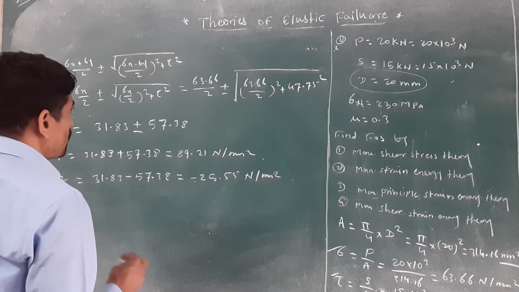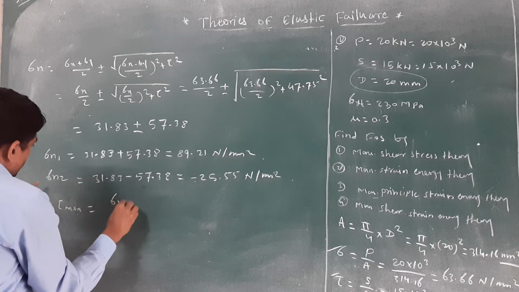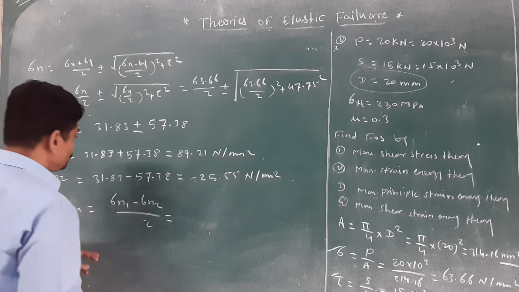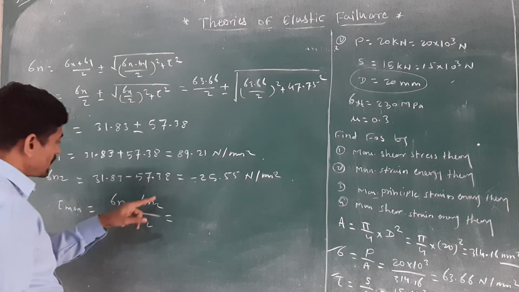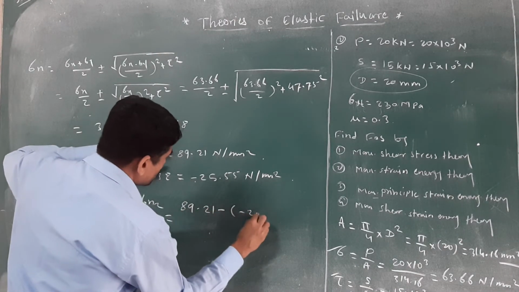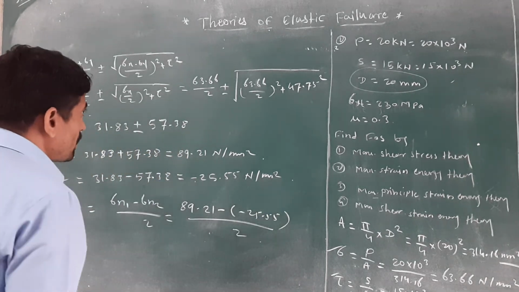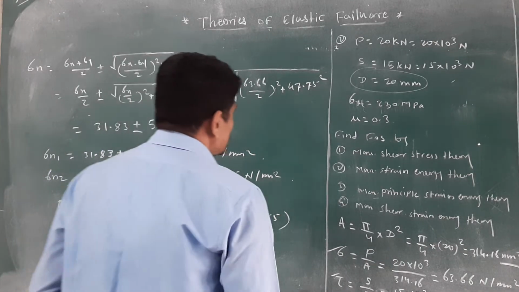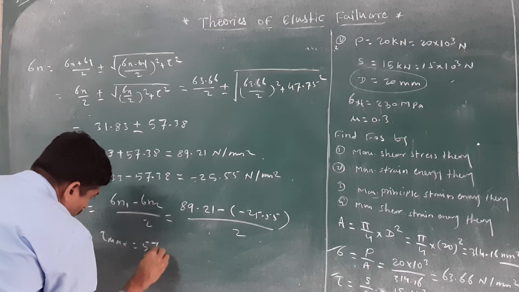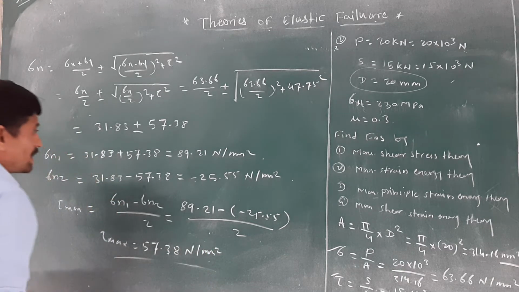The next is we want to calculate tau max. You know that if you have calculated sigma n1 and sigma n2, easily you can calculate the tau max value. Put the values: sigma n1 minus sigma n2 divided by 2, means 89.21 minus minus 25.55 divided by 2. Then what is the value of tau max? Check that. Tau max is equal to 57.38 Newton per mm square. This value is very important.